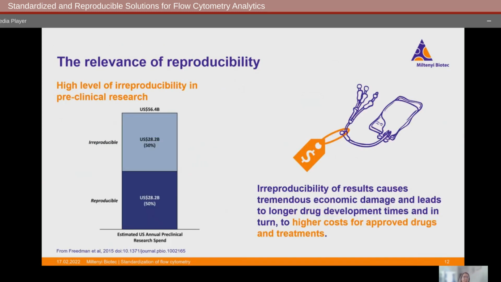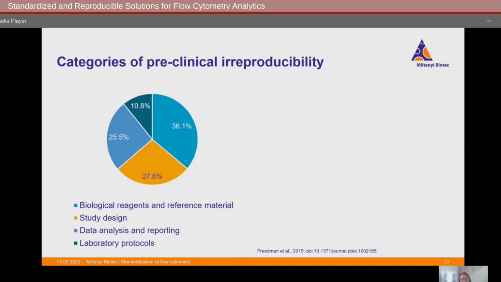So it's important to understand the relevance of reproducibility. There's a study done back in 2015 that looked at all the different components of reproducible and irreproducible research, and I'll showcase that a little bit later when it comes to reagents. It's important to keep in mind that irreproducibility of results can cause tremendous economic damage to companies, and time lost, which really leads to longer drug development timelines and more of a headache for everyone involved in this particular area of research.